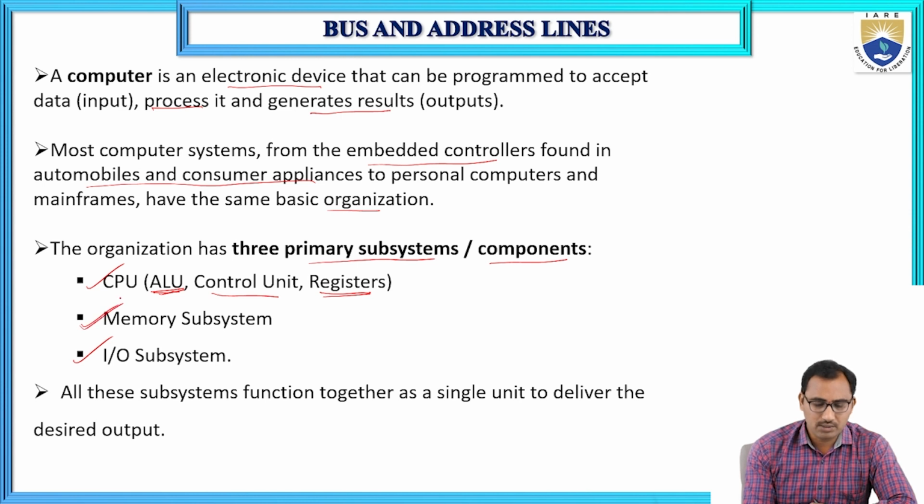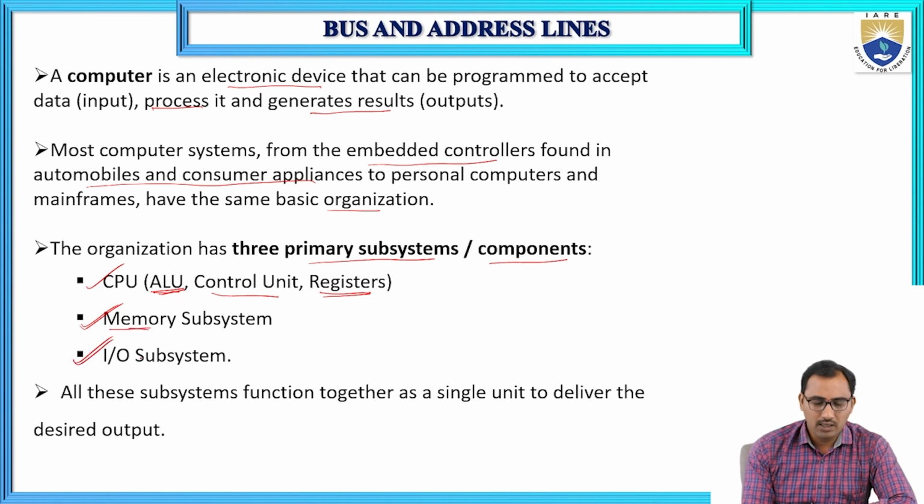The next subsystem is the memory subsystem. Memory is one of the important resources in the computer, because we store many programs and data inside the memory. The CPU cannot store a large amount of binary data inside the CPU registers, because we have a limited number of registers. That's why we store the large amount of data in the memory subsystem.